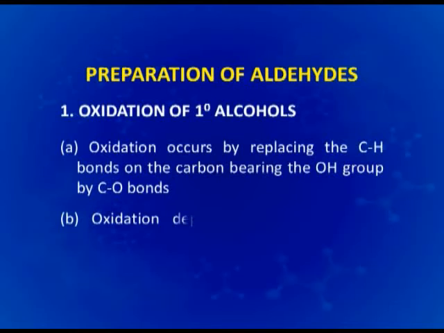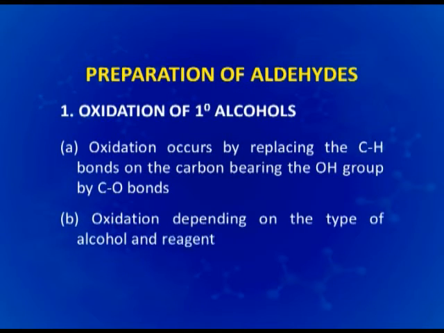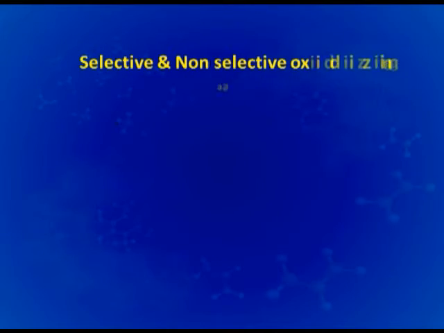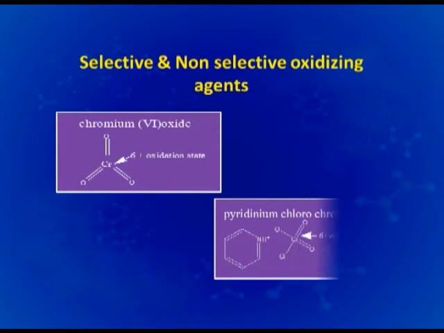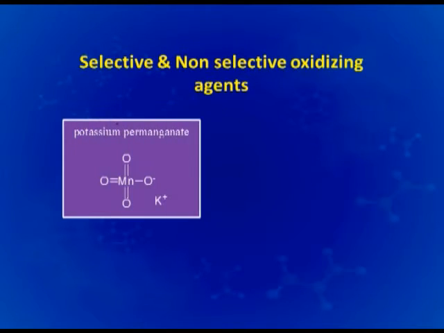That means the oxidation mainly depends upon the nature of alcohols we are using as well as the nature of reagents we are using, whether it is a primary alcohol, secondary alcohol or tertiary alcohol, or what type of oxidizing reagents we are using. And these are some of the selective as well as non-selective oxidizing agents. The first one is chromium oxide, the second one is pyridinium chlorochromate, and the third one is potassium permanganate. And the remaining examples I have given are osmium tetroxide, silver oxide, hydrogen peroxide and peroxyacetic acids.